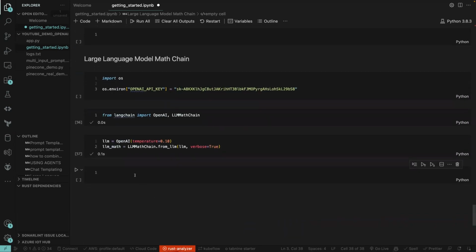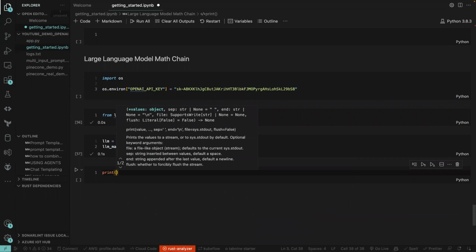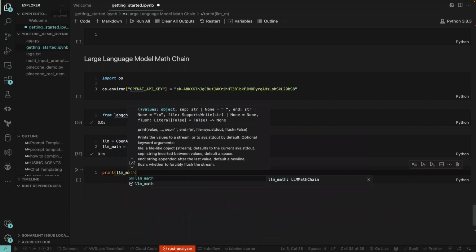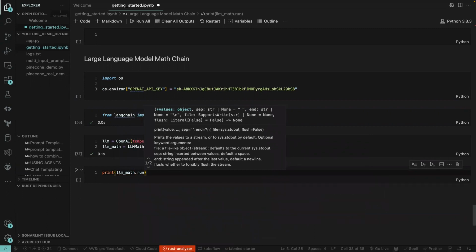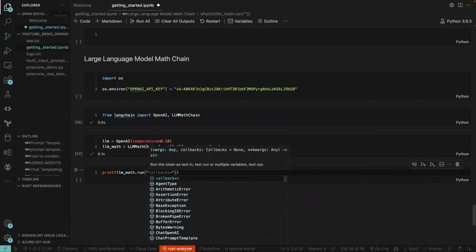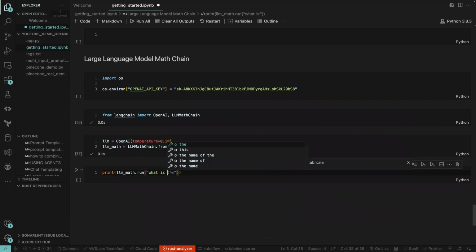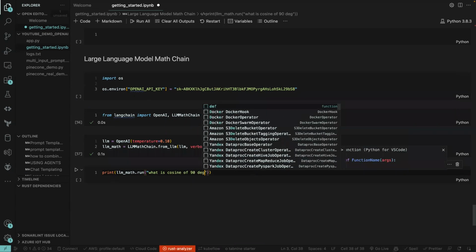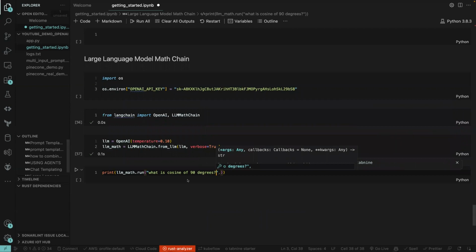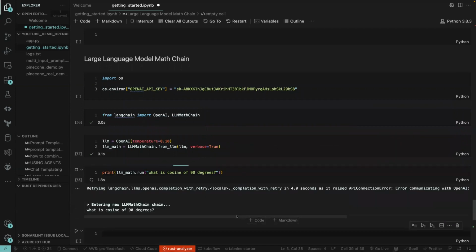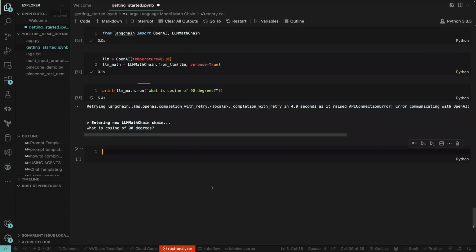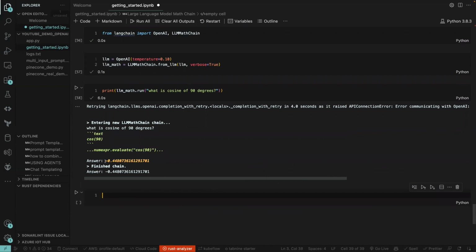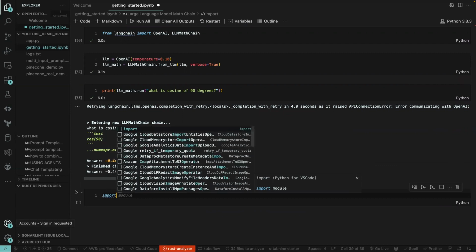Now we want to test the math chain. We're going to say print llm_math.run, and then we pass in our math operation. What is cosine of 90 degrees? If I run this, you see it computed the cosine of 90 degrees and it got negative 0.448.